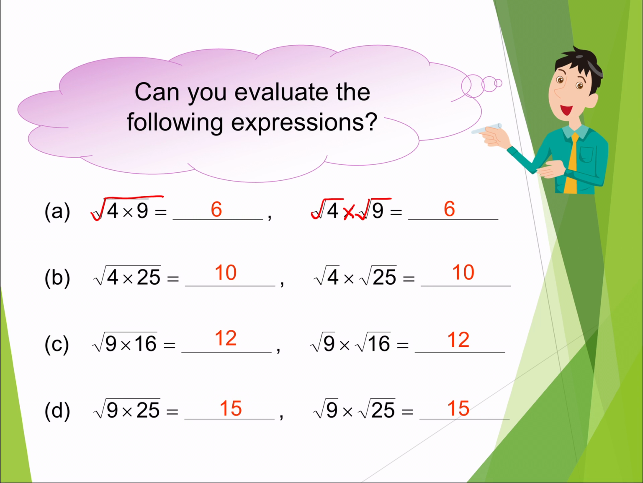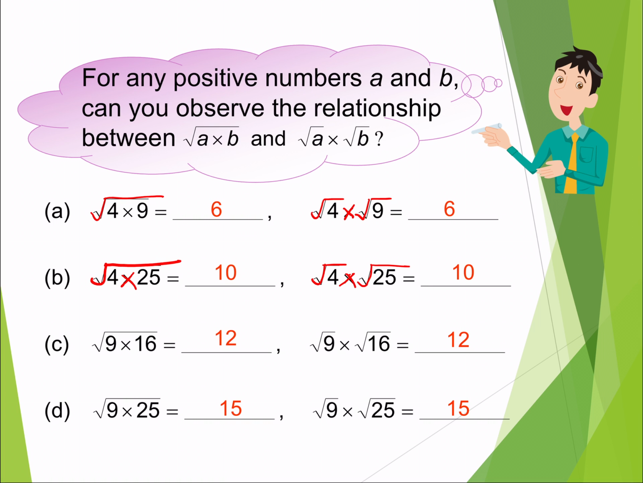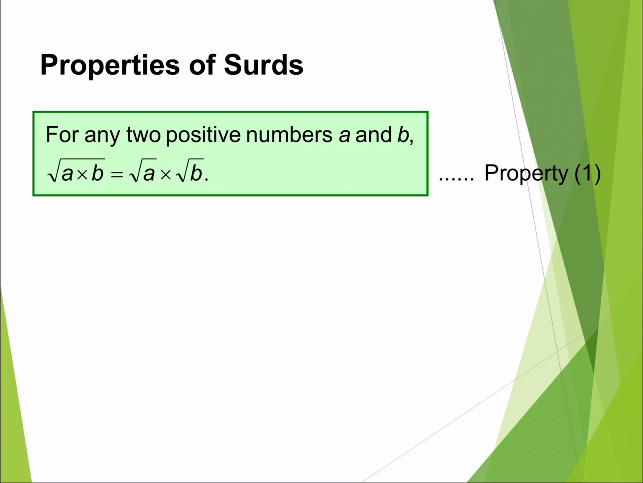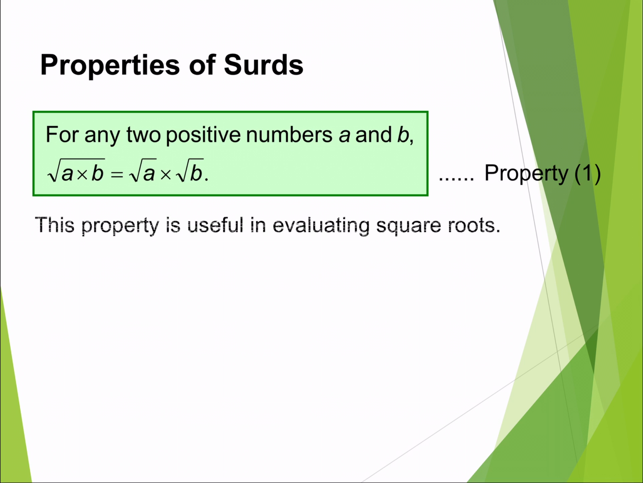So we could say that the square root can be distributed to the numbers inside if it is a multiplication. Okay? So that square root of A times B equals square root A times square root B. Seems like the square root can be distributed to A and B and then multiplied with each other. Okay, so we have the property of surd like this.